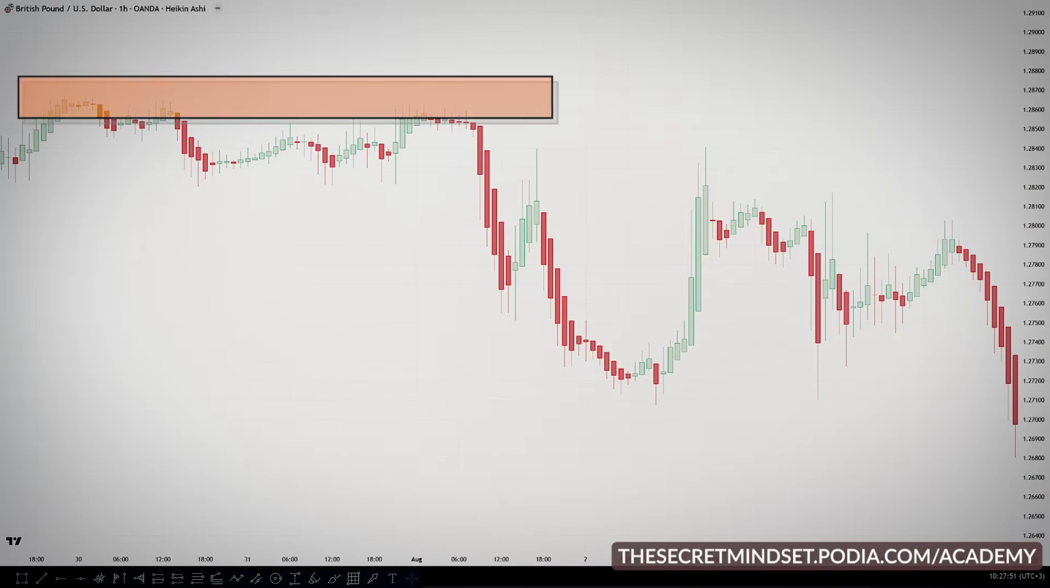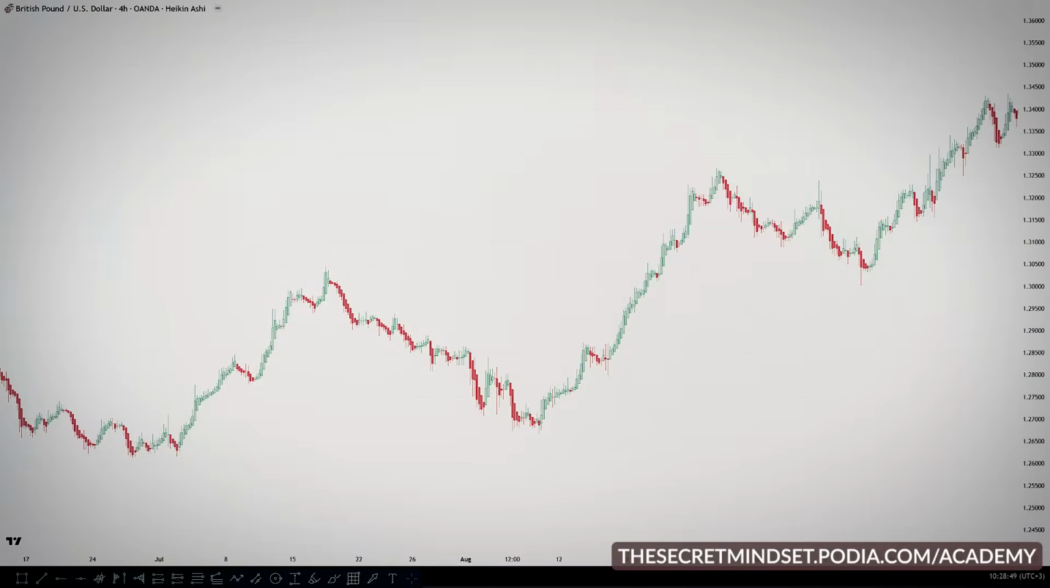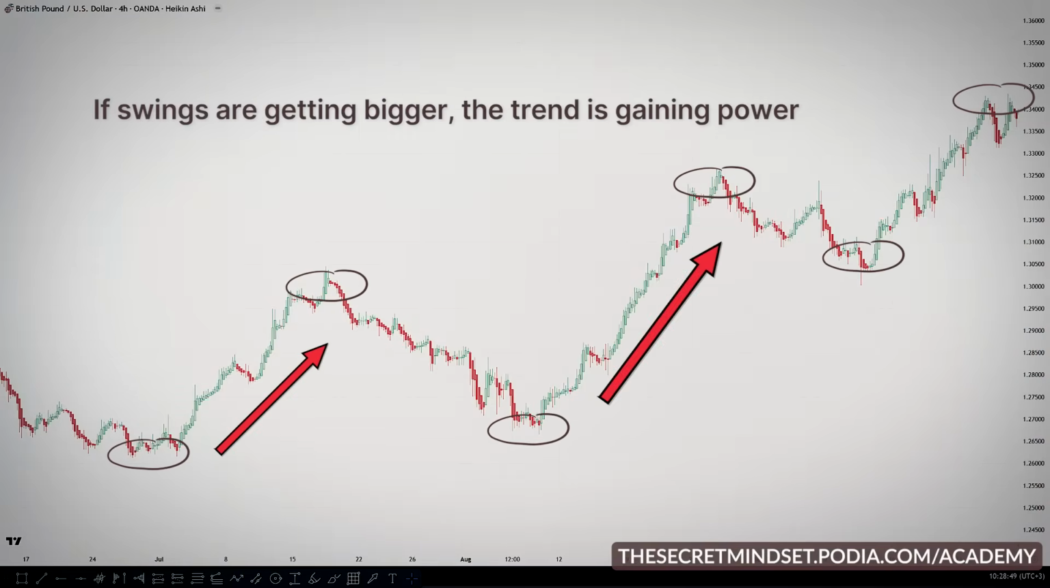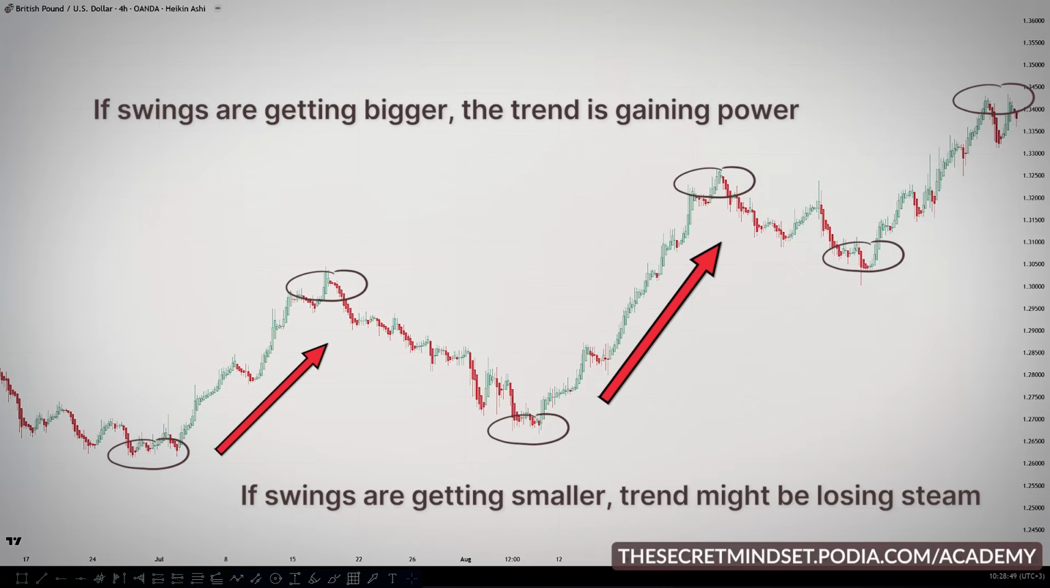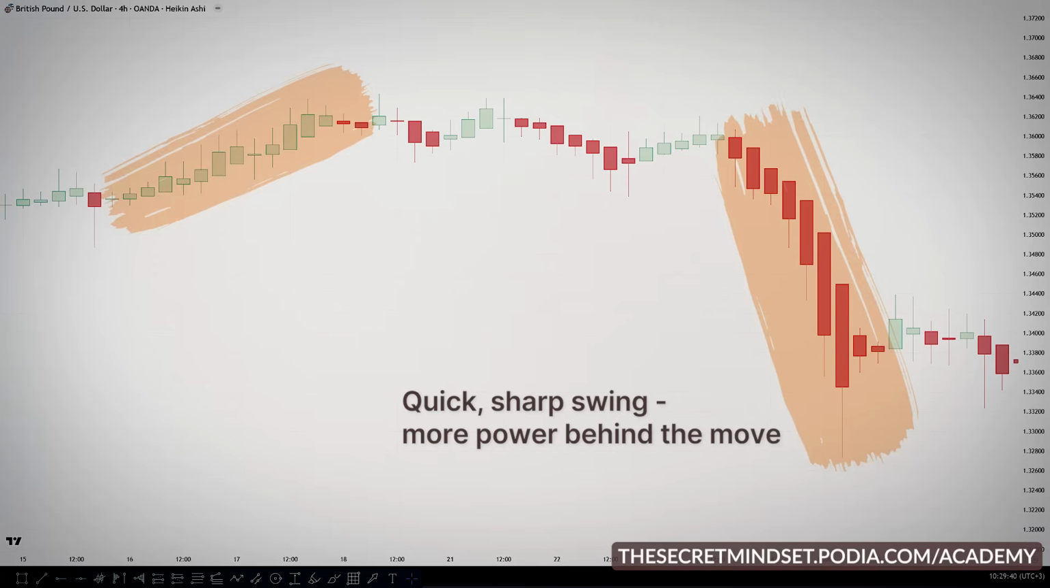Sometimes, swing highs or lows bunch up at the same level. We call this equal highs or equal lows. They're important because they show areas where price had trouble moving past before. Watching how these swings form and change can tell you a lot about market strength. If swings are getting bigger, it might mean the trend is gaining power. If they're getting smaller, the trend might be losing steam. Speed matters too. Sharp swings often mean more power behind the move. Slow, gradual swings might mean the trend is weaker.